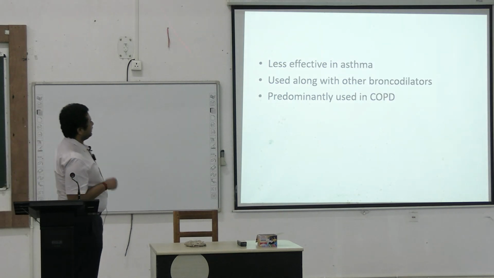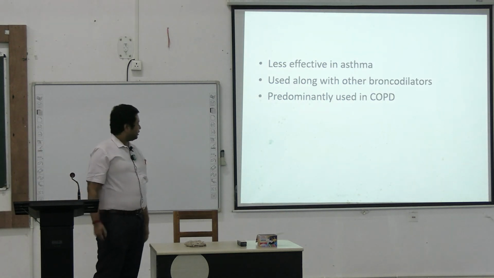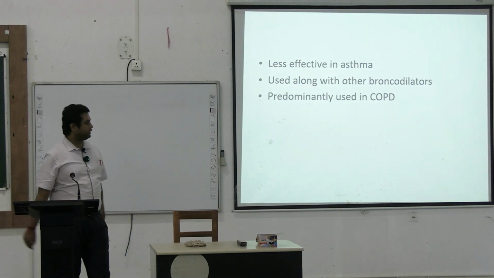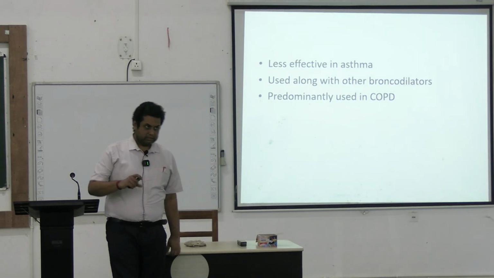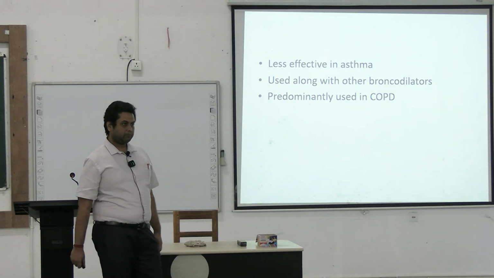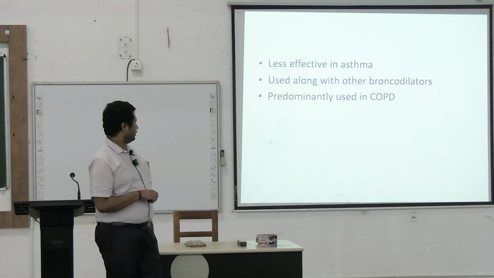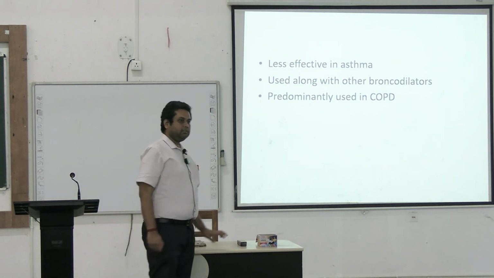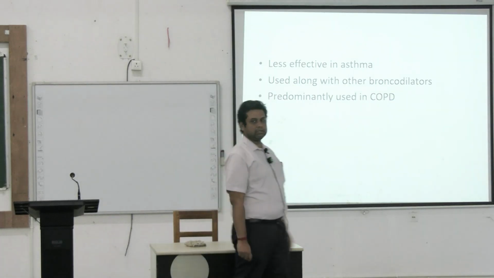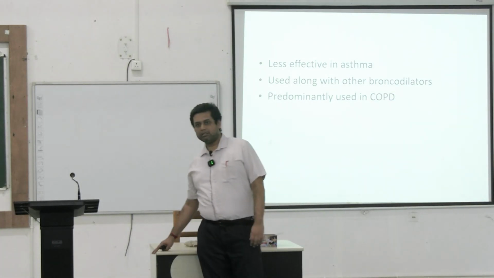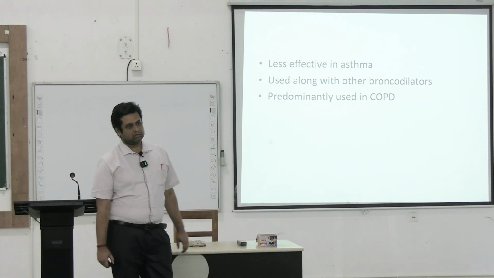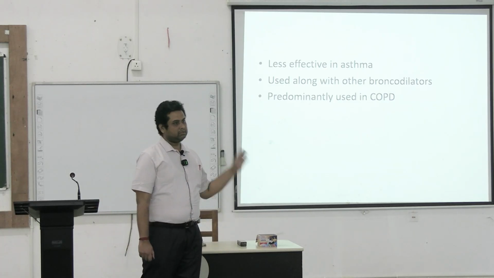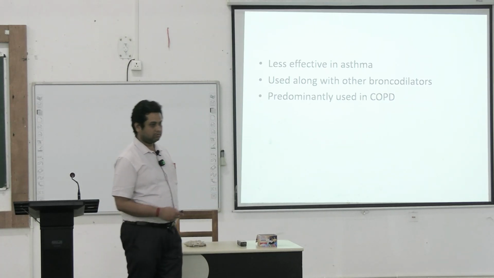So these are less effective in asthma, used along with other bronchodilators. Usually ipratropium bromide and salbutamol are used together. Predominantly used in COPD. The question was asked, drugs for COPD. So the answer was horrible. So please remember it.